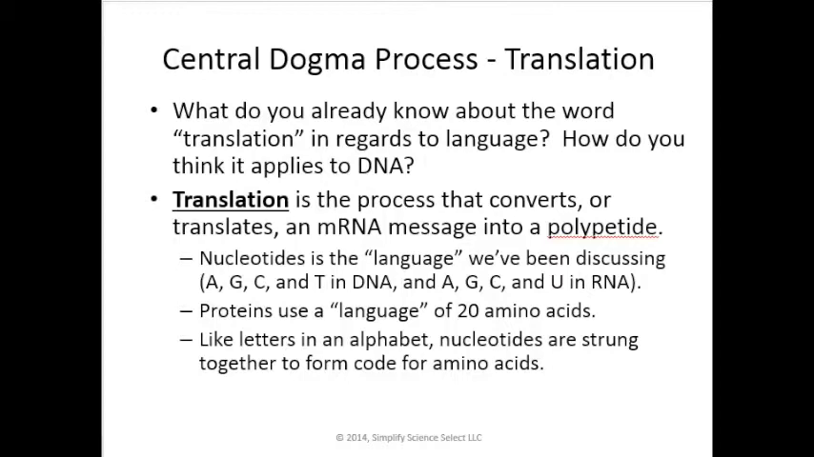Proteins speak an entirely different language. They don't have these bases or nucleotides. Instead, they have amino acids. It's still the same idea. The sequence is what's important.